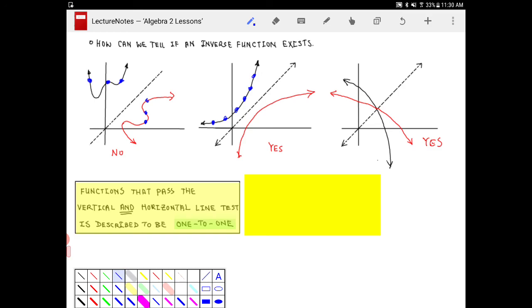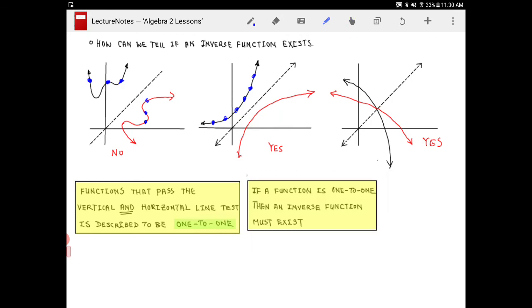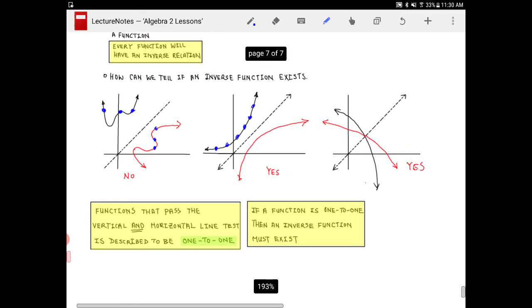So a function that is described as one-to-one, or a function that passes both the vertical and horizontal line test, okay? If a function is one-to-one, what that would imply is the inverse function will exist. So again, if a function were to be classified as one-to-one, then the function will have an inverse function.